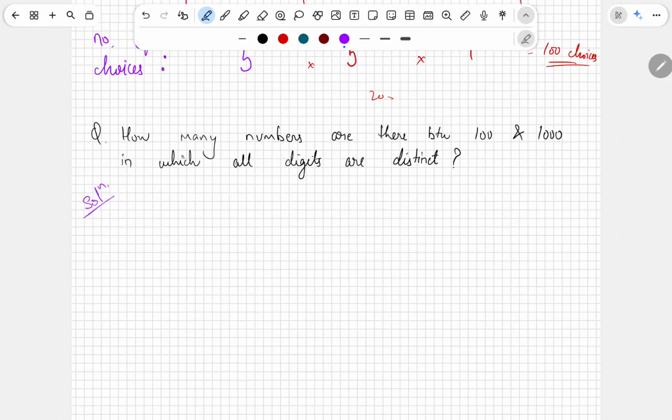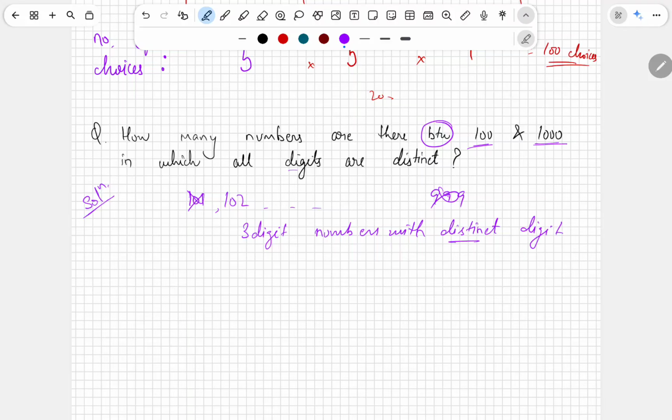Okay. Now we have a different question. How many numbers are there between 100 and 1000, in which all digits are distinct? If we are talking about numbers between 100 and 1000, that means the counting starts from 101, 102 and it goes on till 999. So we are technically talking about 3-digit numbers, and it says in which all digits are distinct. So we will not count 101, we will not count 999. We have to count 3-digit numbers with distinct digits.